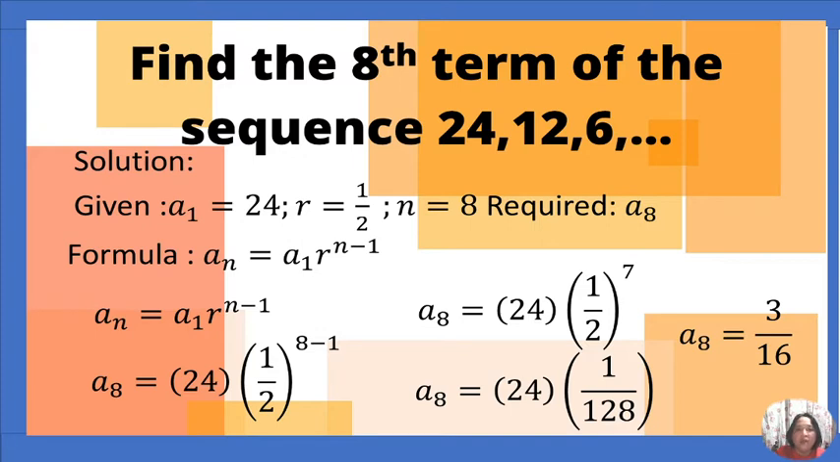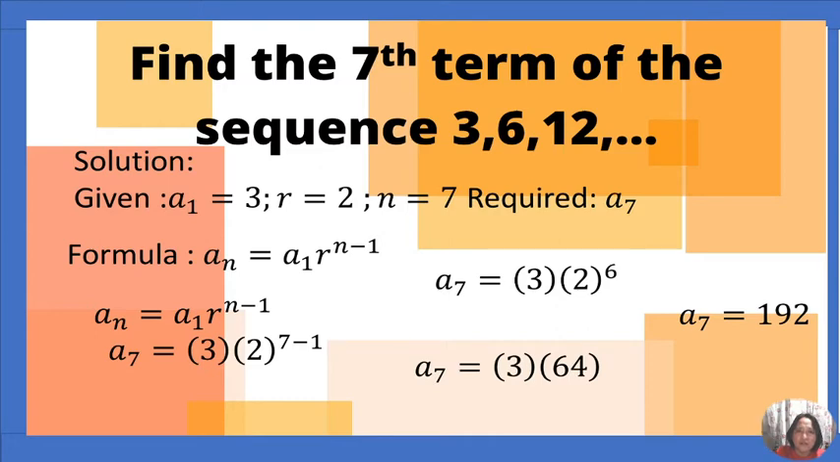minus 1. By substitution, you will have a sub 8 equals 24 times 1/2 raised to 8 minus 1. And 8 minus 1 is 7. So 1/2 raised to 7 is 1 over 128 times 24. When you simplify 24 over 128, that is 3 over 16. So the 8th term of the sequence is 3 over 16. So another example.